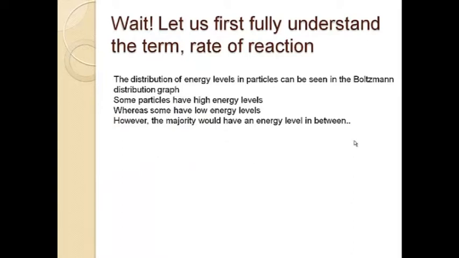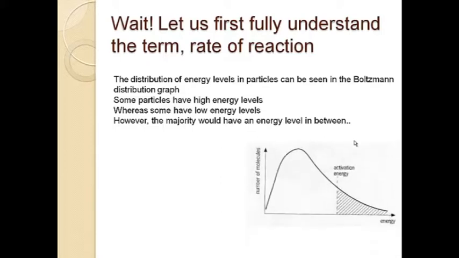The distribution of energy levels in particles can be seen in the Boltzmann distribution graph. Some particles have high energy levels, whereas some have low energy levels. However, the majority would have an energy level in between.